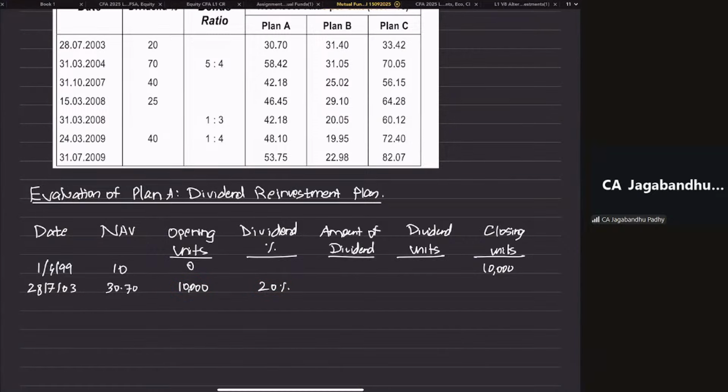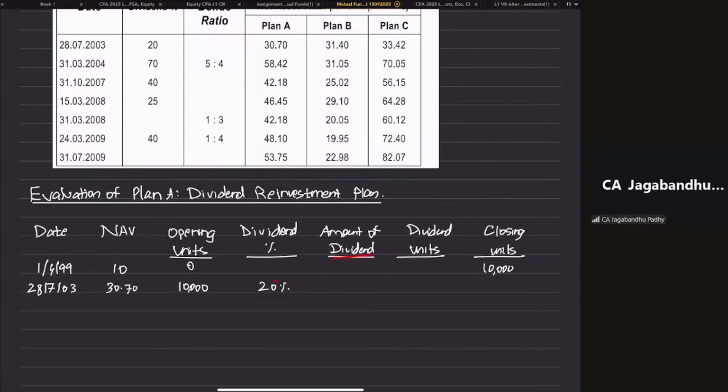61,400. 61,400 open. 10,000 units into 10 face value into 20%. 61,400. What are you saying, guys?